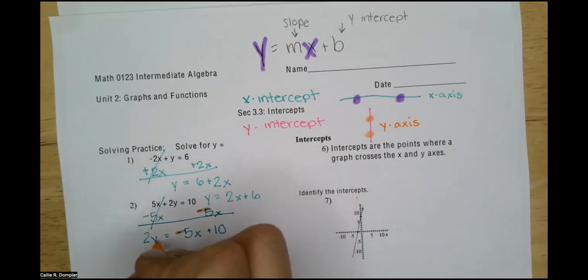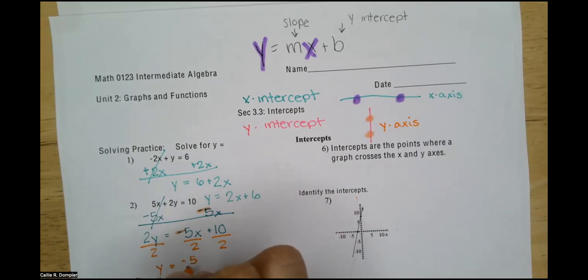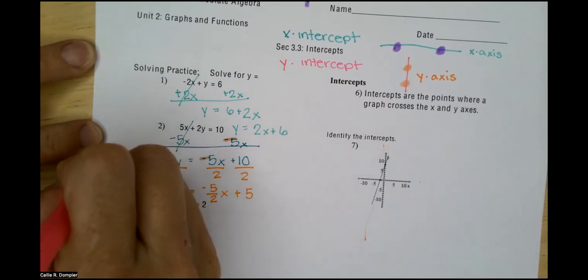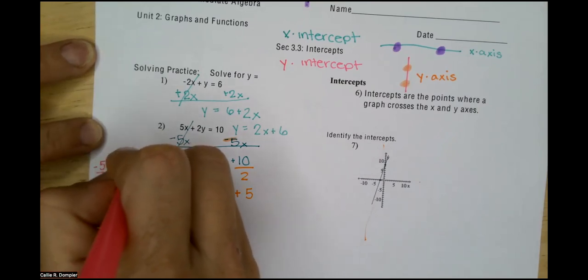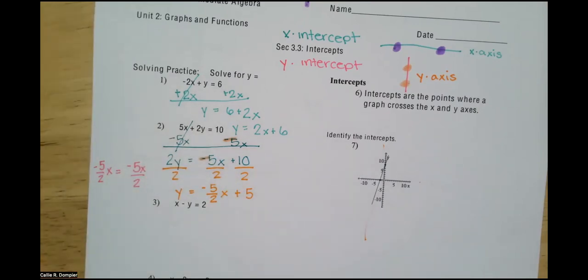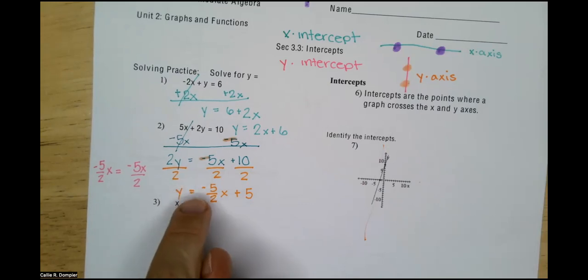Last step, y is still being multiplied by 2. I'm going to divide it by 2. Y equals negative 5 halves x plus 10 divided by 2 is 5. All right, negative 5 halves x can also be written as negative 5x over 2. Okay, however you think it looks easier to understand. I'm just going to show you that if I put 5x plus 2y equals 10 into Desmos and I put y equals negative 5 halves x plus 5 into Desmos, it's going to be the same line.